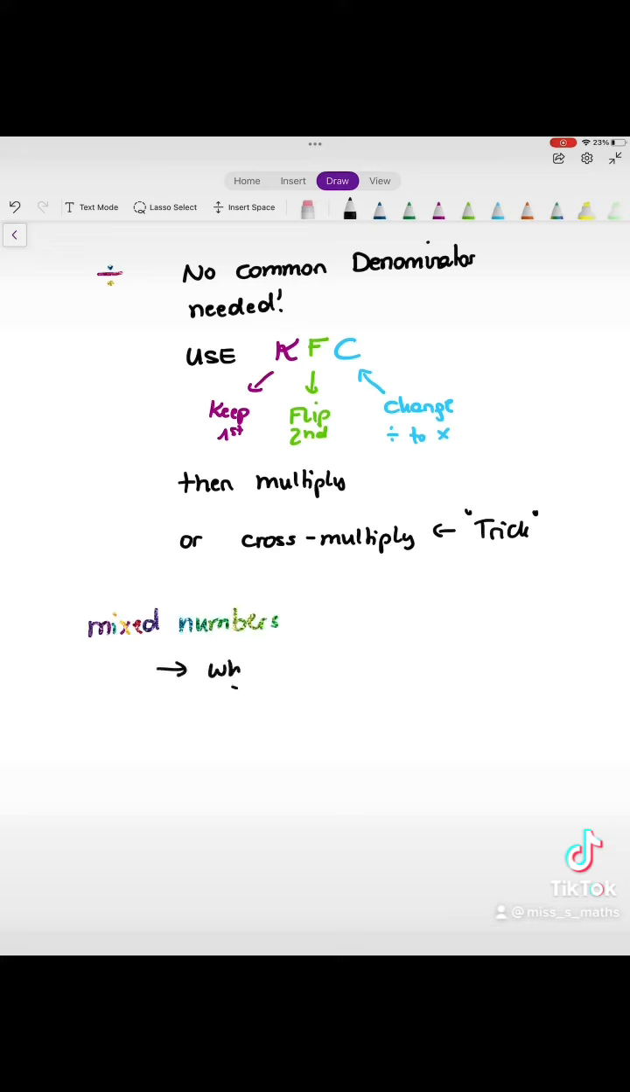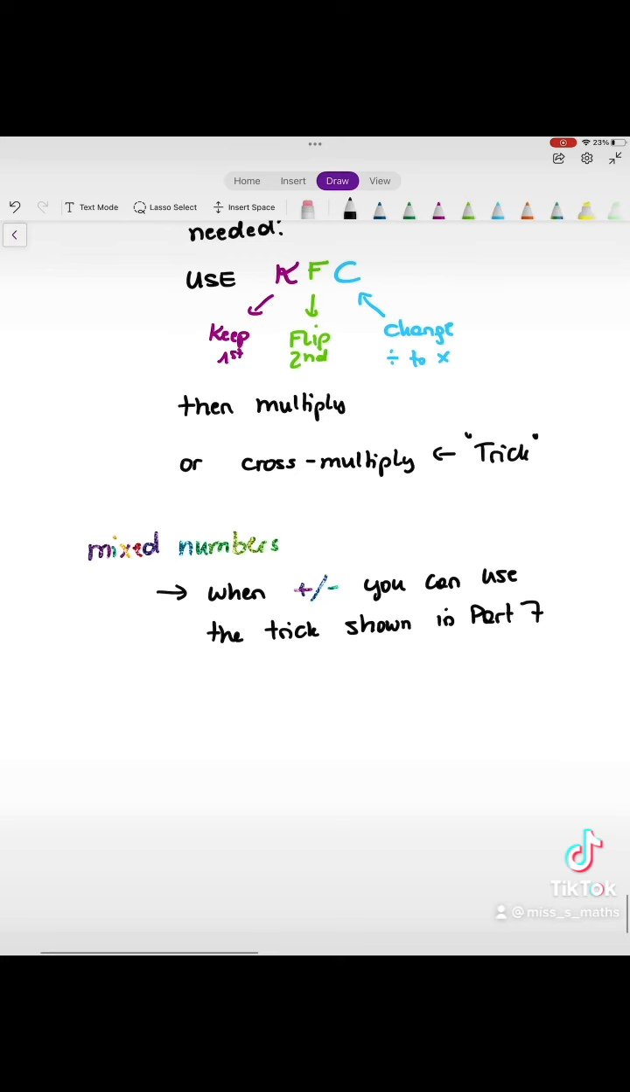Now, whenever you're dealing with mixed numbers, you can always change your mixed numbers into improper fractions. But when you're adding or subtracting, you can use the trick that I showed you in adding and subtracting fractions part 7. So just have a look at that. But what always works is changing your mixed numbers into improper fractions.